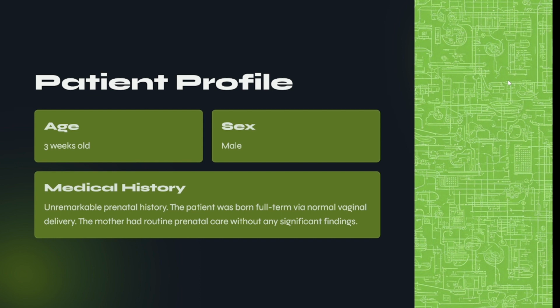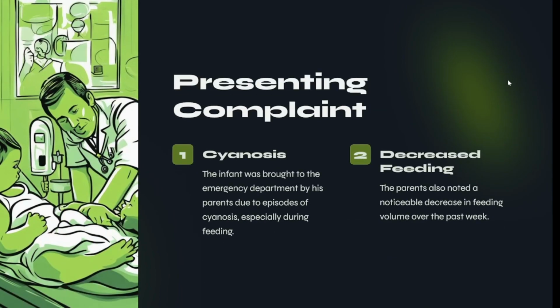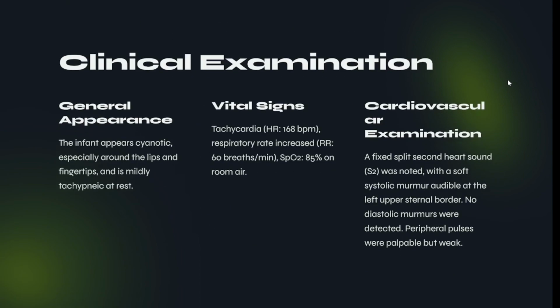Presenting complaint. The infant was brought to the emergency department by his parents due to episodes of cyanosis, especially during feeding, and a noticeable decrease in feeding volume over the past week. Clinical examination. General appearance. The infant appears cyanotic, especially around the lips and fingertips, and is mildly tachypneic at rest. Vital signs. Tachycardia, HR 168 BPM, respiratory rate increased, RR 60 breaths per minute, SpO2 85% on room air.